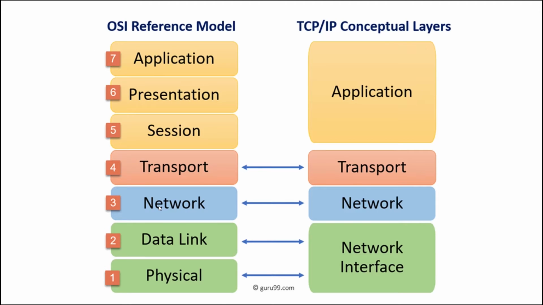You can have a look at my screen. From the left-hand side to the right-hand side, you can see the OSI reference model and the TCP/IP model. Here I'm going to talk about the OSI model. You can see there are 7 layers. From top to bottom, you can see layer 7, layer 6, layer 5, layer 4, layer 3, layer 2, and layer 1.